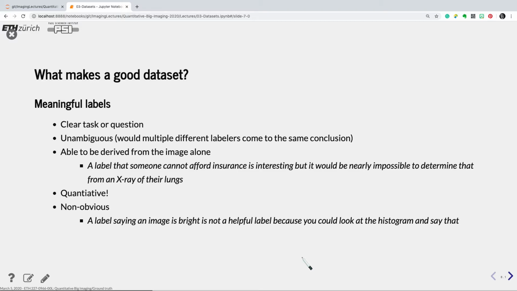Labels should also be non-obvious. An example here is saying that the image is bright. Well, you can train an algorithm to check if something is bright or not bright, but you can get that as well from the histogram, or from the average value. So it's pretty useless information in this case.